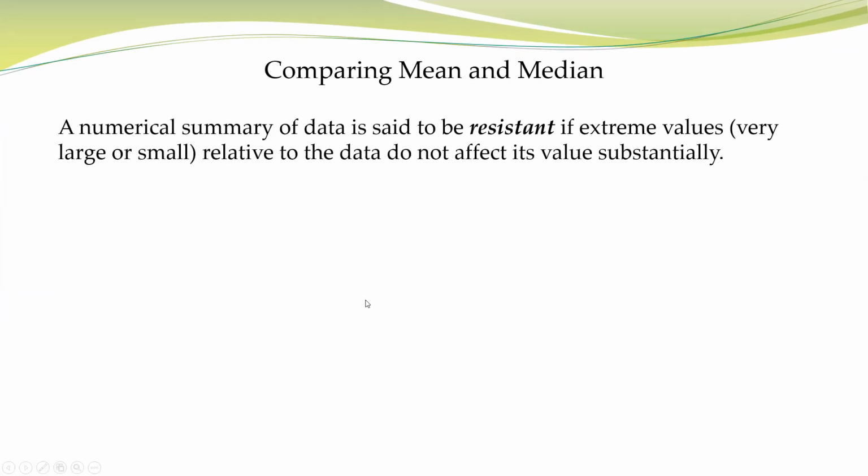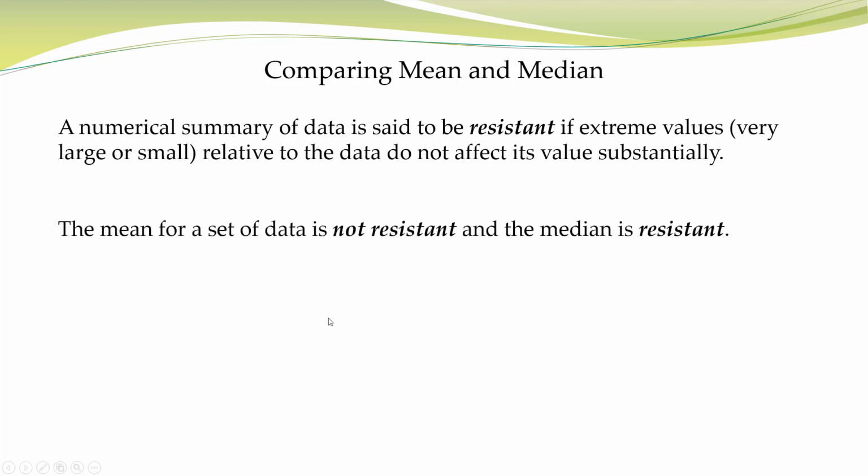Now next, comparing mean and median. A numerical summary of data is said to be resistant if extreme values, very large or very small values relative to the data, do not affect its value substantially. The mean for a set of data is not resistant.